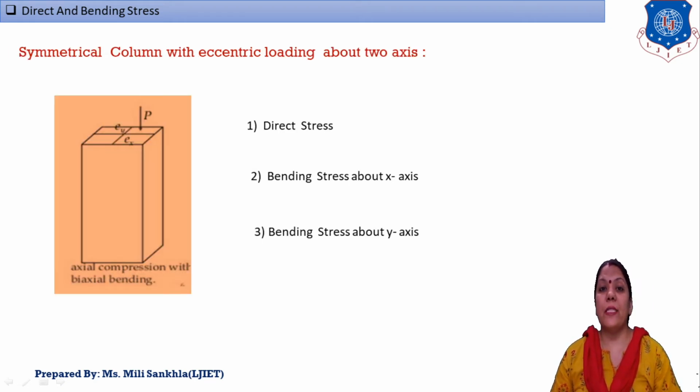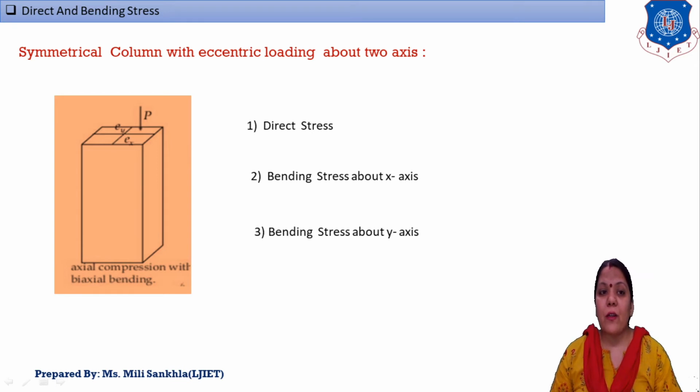Now we learn the second theory: symmetrical column with eccentric loading about 2 axes. Here we derive the equation of a column section subjected to 2 eccentricities. This is the elevation of our column section. This base is the plan and this front height is our elevation.